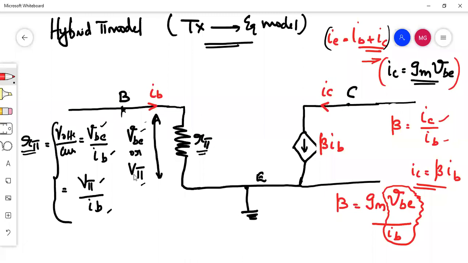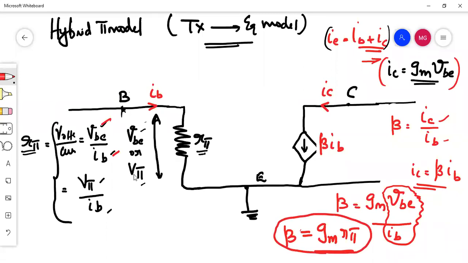What is this small VB by IB? R pi. Yes. The small VB by IB, that is R pi. So I can replace beta equal GM R pi. Very important equations. These are all very important equations. This IC equation, and also this R pi equation, VB by IB. I think this is clear to you.